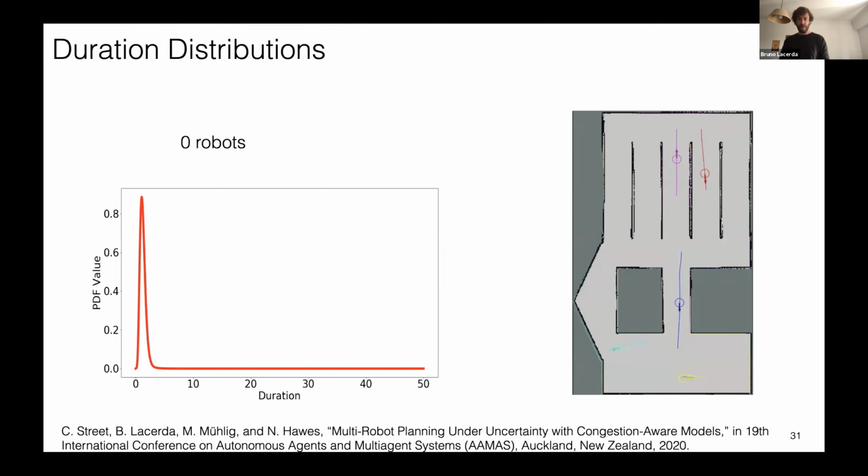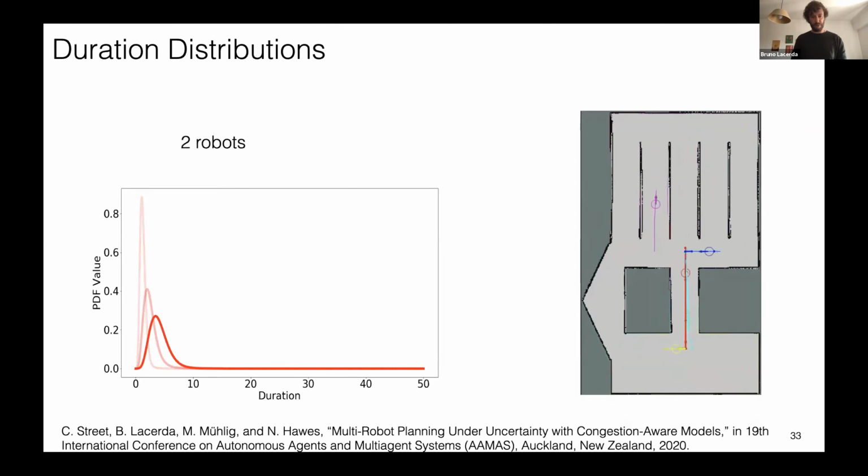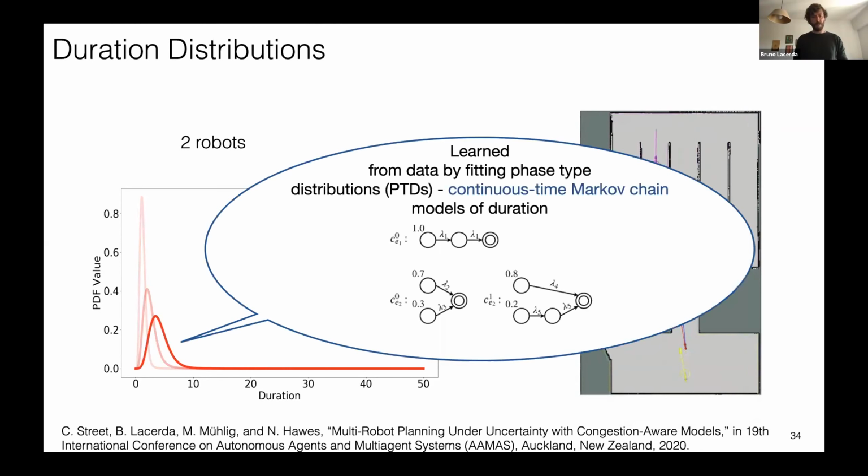Saying this in another example, you can see an example here for robots going down this aisle. This is data gathered from simulation. This is the fitted distribution we get for 0 robots going down the aisle. For 1 robot, it shifts a bit to the right and gets a bit wider. For 2 robots, even more. So we need to start considering this.